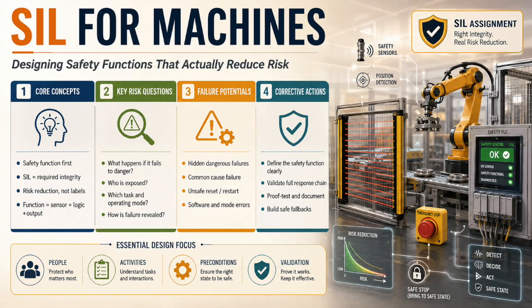And this is why person type matters. A production operator does not face the same risk as a maintenance technician. A cleaner does not face the same risk as a supervisor. A setter does not face the same risk as a trainee. A contractor does not face the same risk as the original machine builder. A passerby may not operate the machine, but may still be exposed to ejected parts, moving loads, robot motion, or stored energy release. So when you assess SIL, do not ask, is the operator safe? Ask, which person type is exposed, during which task, in which operating mode, and under which failure condition.